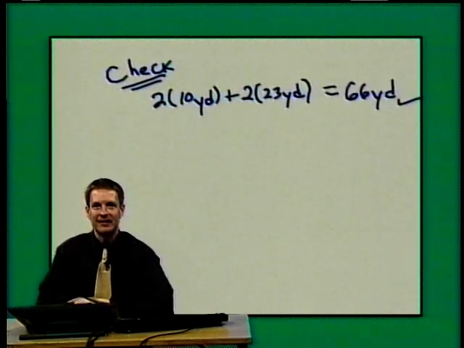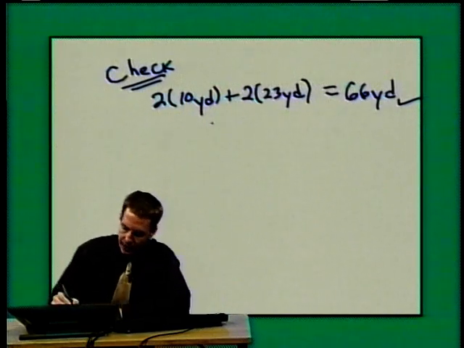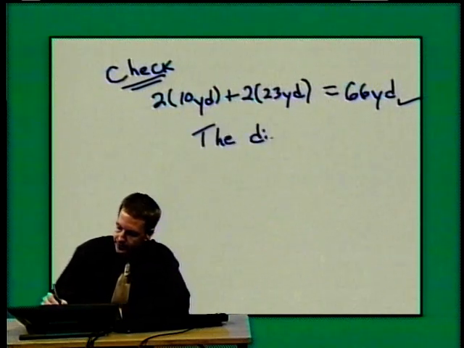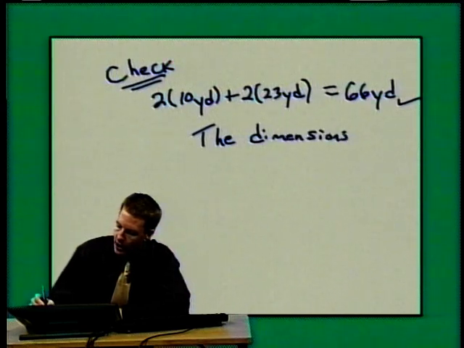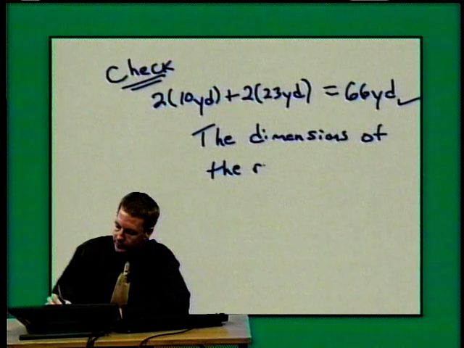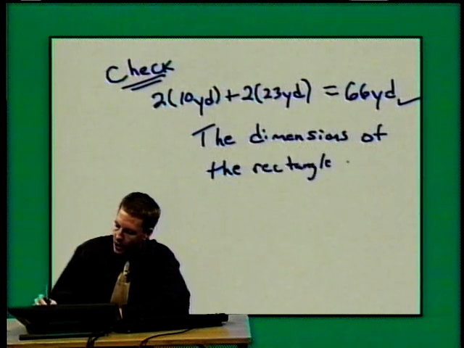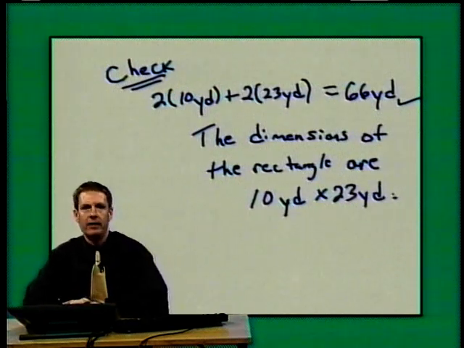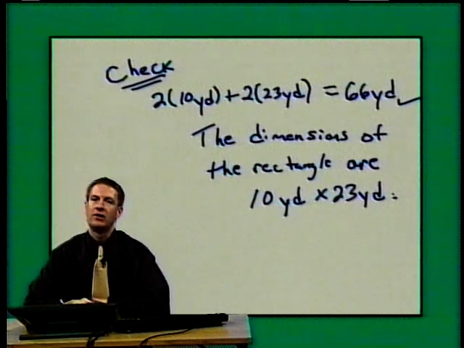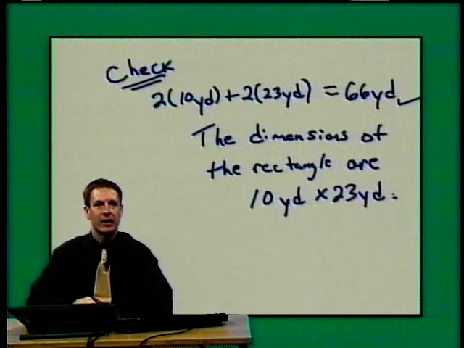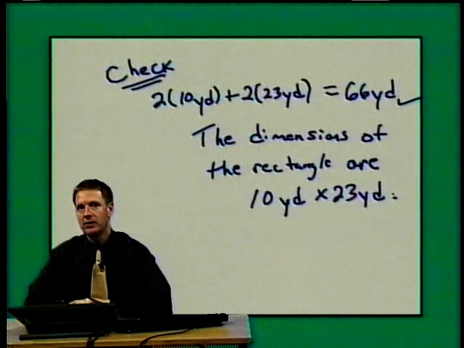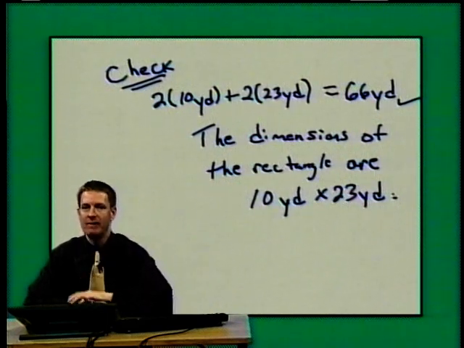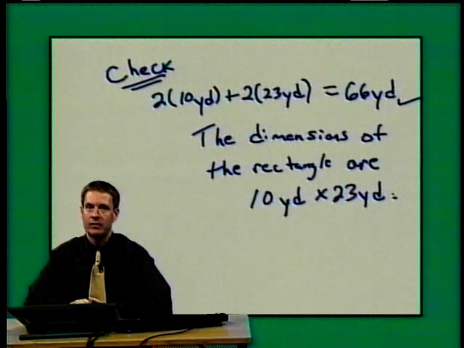So this answer checks, so I can go ahead and state my solution, that the dimensions of the rectangle are 10 yards by 23 yards. I also could have said the width of the rectangle is 10 yards and the length of the rectangle is 23 yards. There's lots of correct ways to write my conclusion. I just need to make sure that it completely conveys with units the answer that I found to the problem.